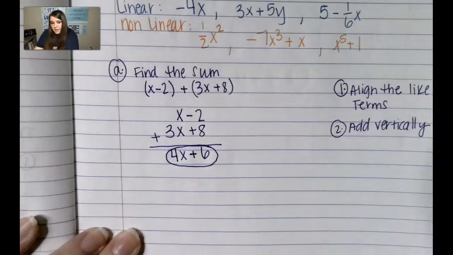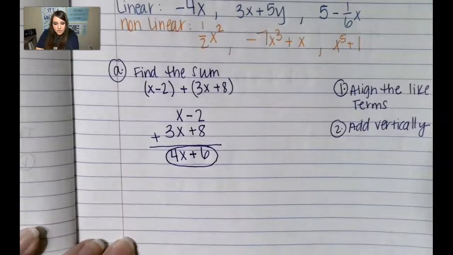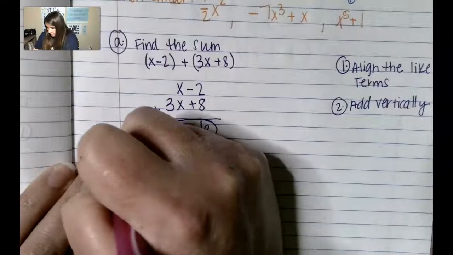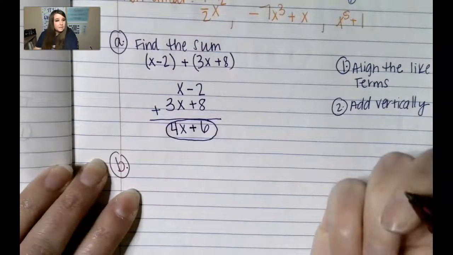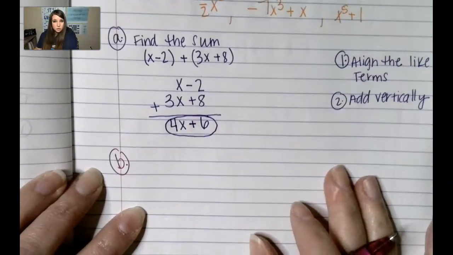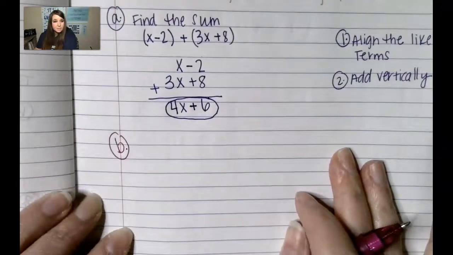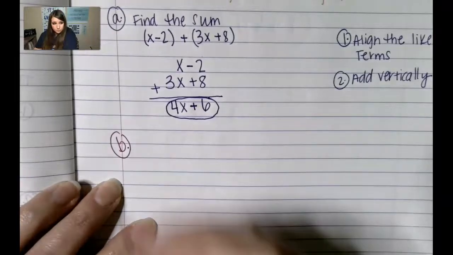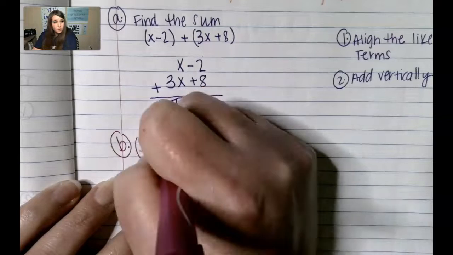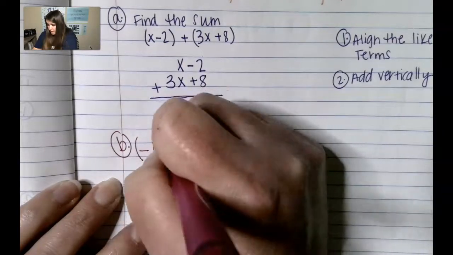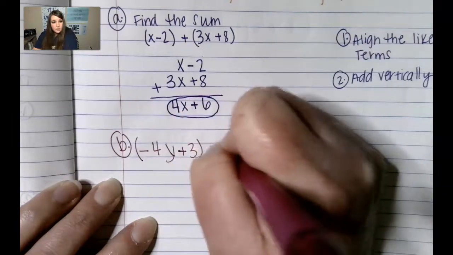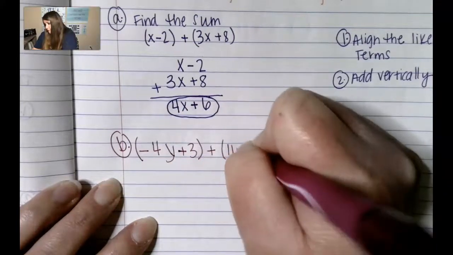Okay, the other way that we can find the sum is by just going across and grouping like terms, just like we did in the past. So we could look at this problem here where we have negative 4y plus 3 plus 11y minus 5.